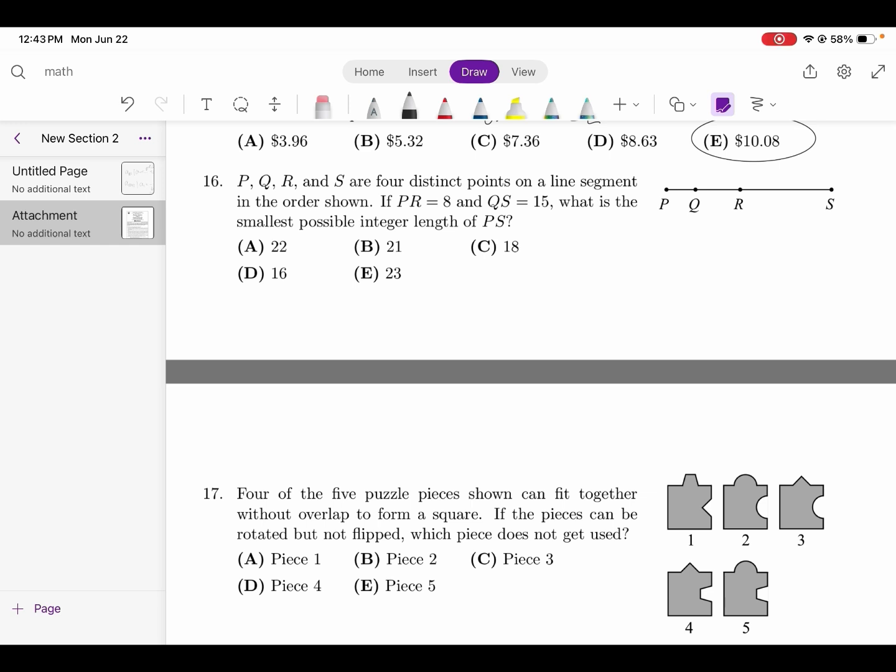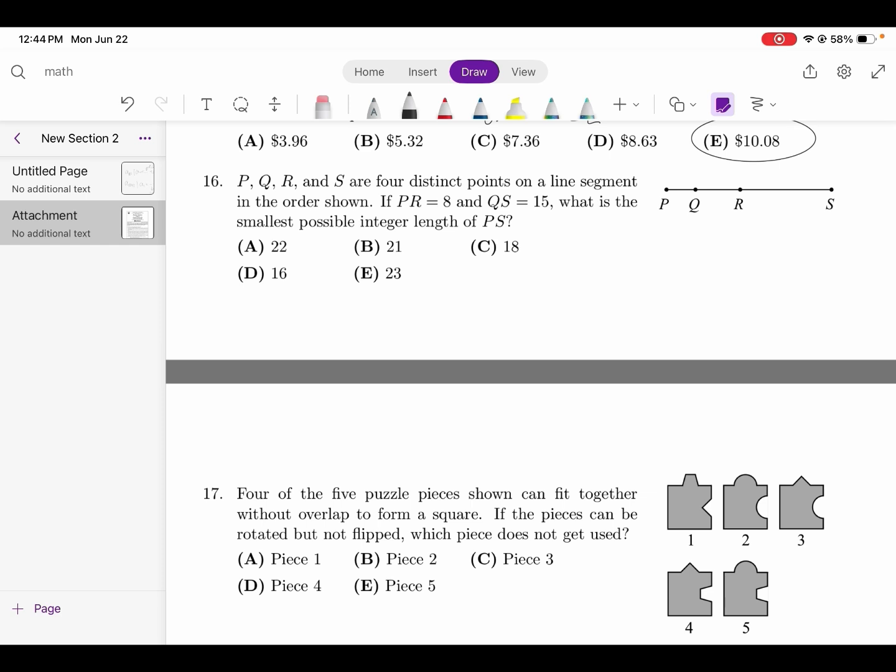16. P, Q, R, S are 4 points on the line segment in that order. PR is 8 and QS is 15. What is the smallest possible integer length of PS? So we know that Q and R are distinct points, which means that the length of QR has to be greater than 0. And the length of PQ also has to be greater than 0.